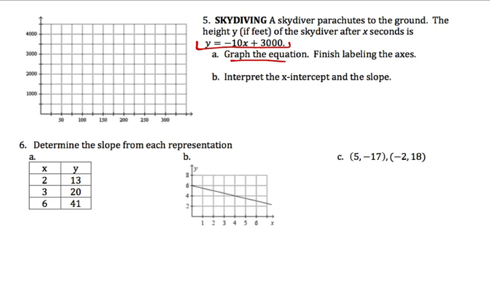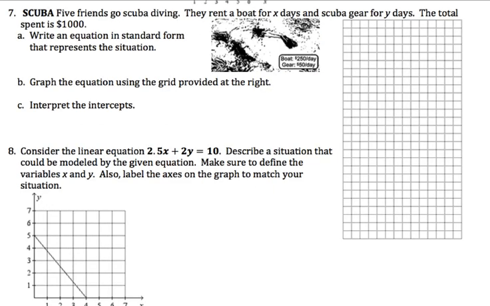Number 6, you're going to find the slope from 3 different situations. That's good review. Number 7, you're going to write an equation in standard form. This is a lot like the apple and banana problem, except a boat is $250 a day, gear is $50 a day, and you'll write the equation and graph it over here on the grid.